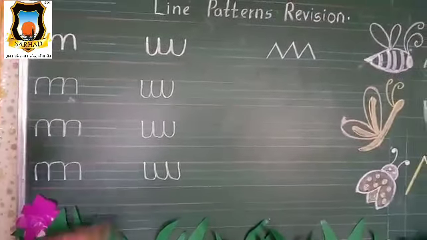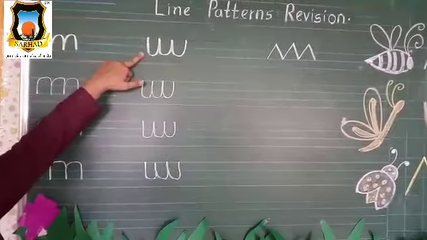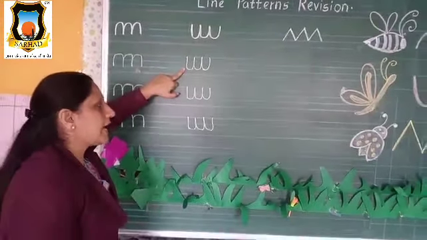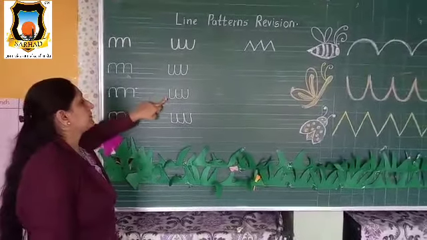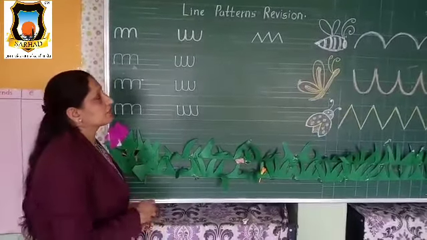Understand children, all of you? Now say all of you loudly with me. Bumpety line. Bumpety line. Bumpety line. Bumpety line. Very good children.